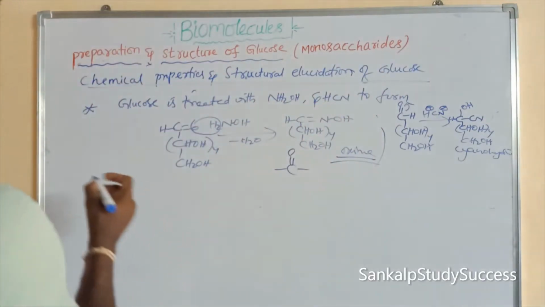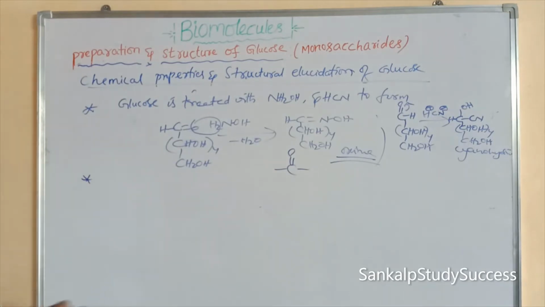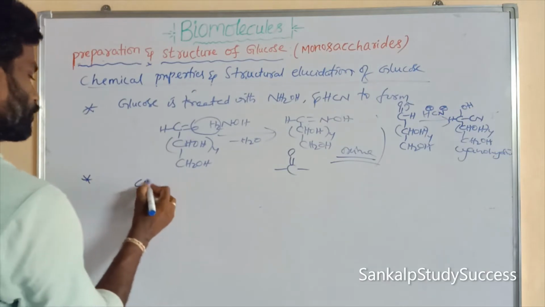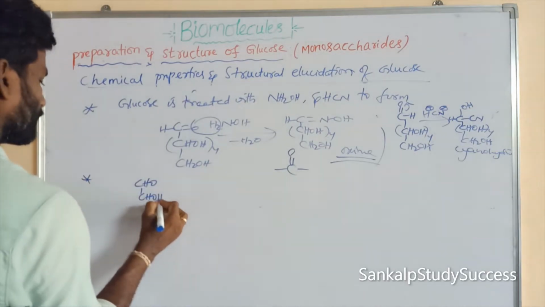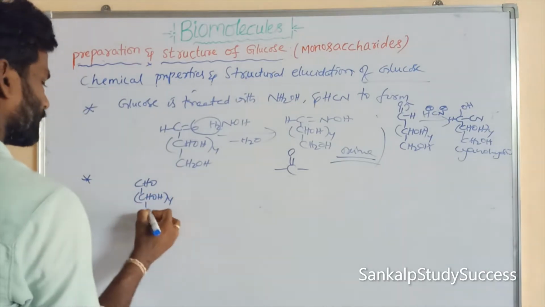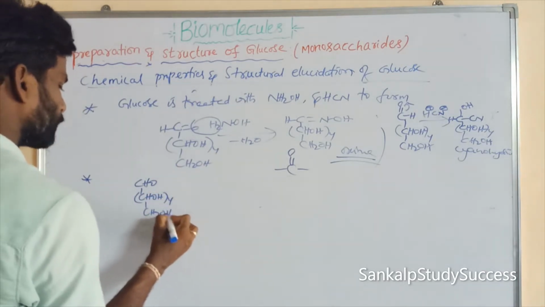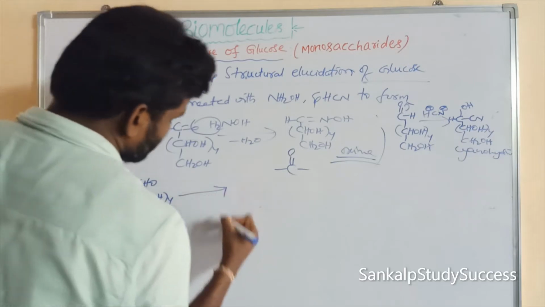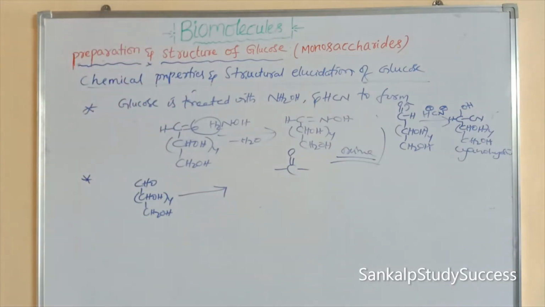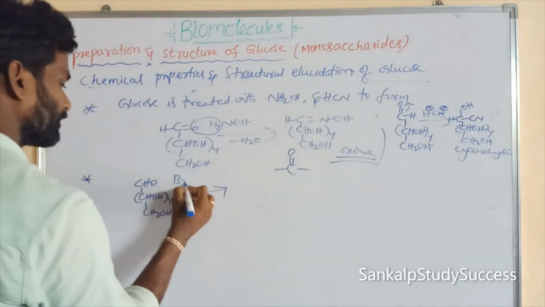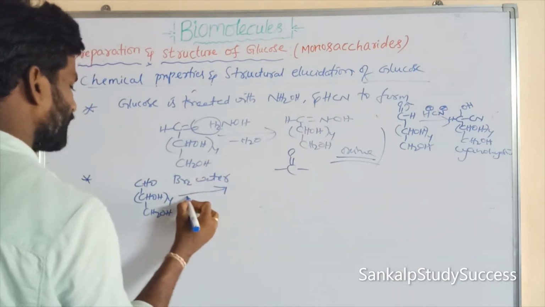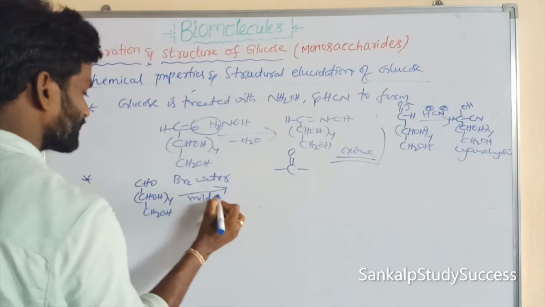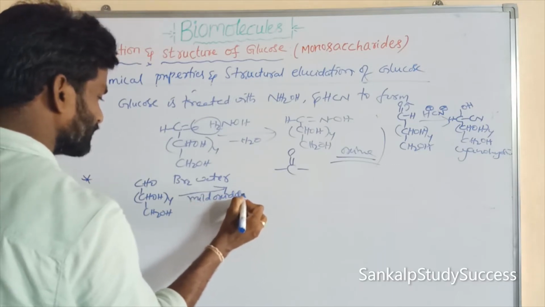And next goes to another reaction. So if glucose is treated with bromine water, bromine water acts as a mild oxidizing reagent.